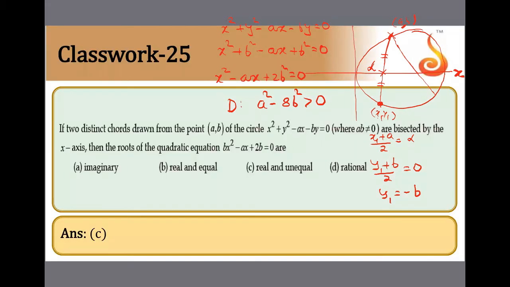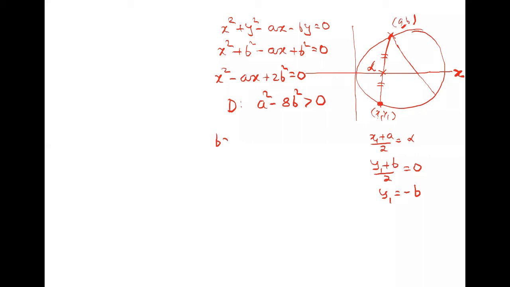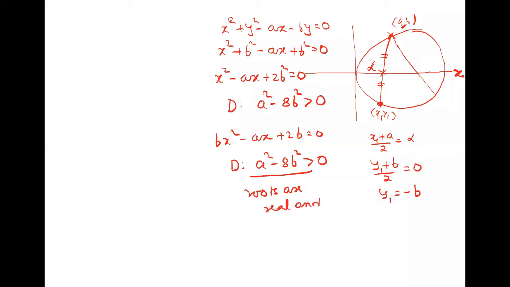They gave you bx² - ax + 2b = 0. What is the discriminant? The discriminant is a² - 8b² > 0. Therefore, what you have to write? Roots are real and distinct or unequal.